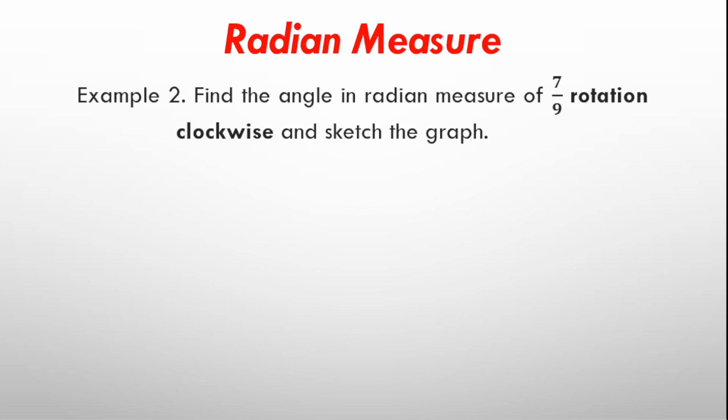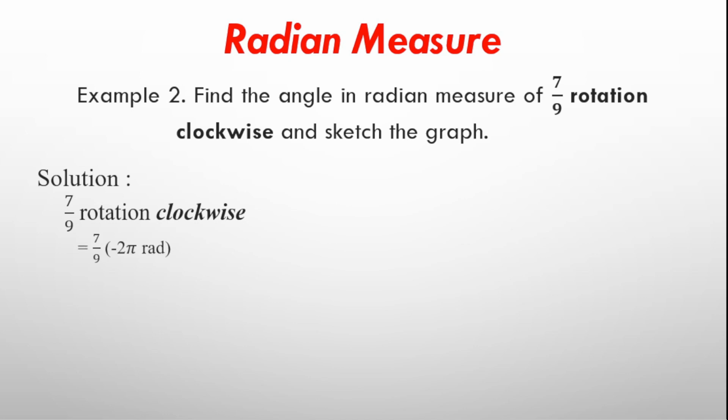Example number 2. Find the angle in radian measure of 7/9 rotation clockwise and sketch the graph. So first, we are going to get now the fraction 7/9 rotation, and take note now that the rotation is clockwise. It means it has negative rotation. So all we need to do is, since one full rotation clockwise is negative 2 pi radian, we are going to multiply negative 2 pi radian to our fraction 7/9. So it becomes negative 14 pi over 9 radian.